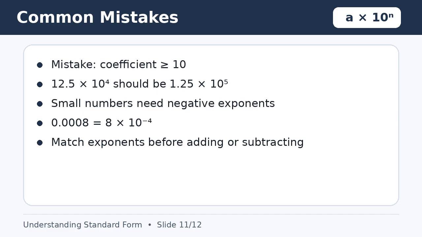One common mistake is writing a coefficient greater than or equal to 10. For example, 12.5 times 10 to the power 4 is not in standard form. It should be written as 1.25 times 10 to the power 5. Another mistake is using the wrong sign for the exponent. For a small number, such as 0.0008, the exponent must be negative. Therefore, 0.0008 is equal to 8 times 10 to the power minus 4. A final common mistake is forgetting to match exponents before addition or subtraction.